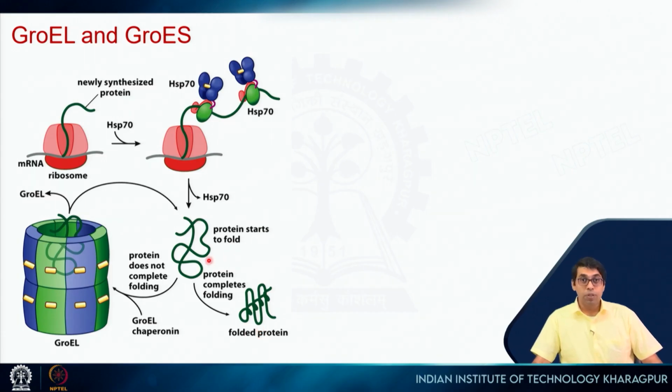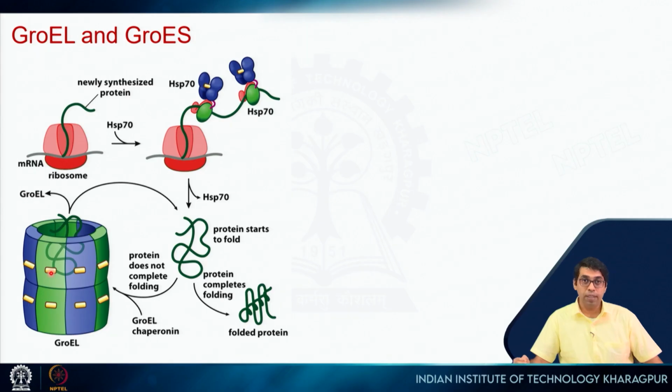Some protein molecules might not fold properly and they will need additional help, which is provided by this large protein complex called GroEL. So GroEL looks like this huge barrel. It has 14 subunits. So you can see there are two rings up and down. So the upper ring has 7 subunits and the lower ring has 7 subunits. So total there are 14 subunits, and each of these subunit binds to this yellow thing which is an ATP.